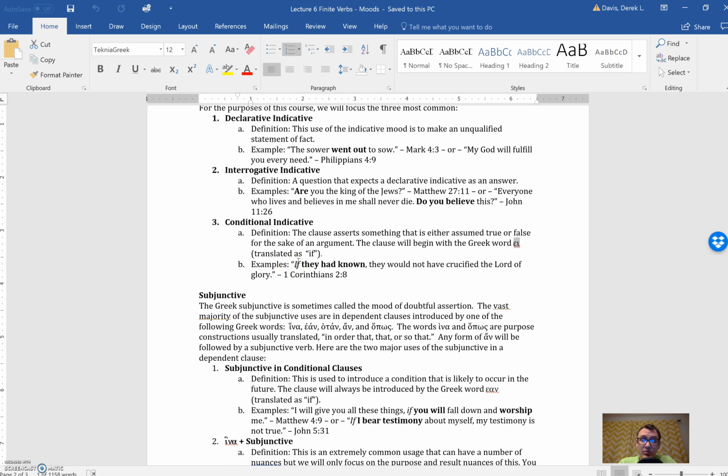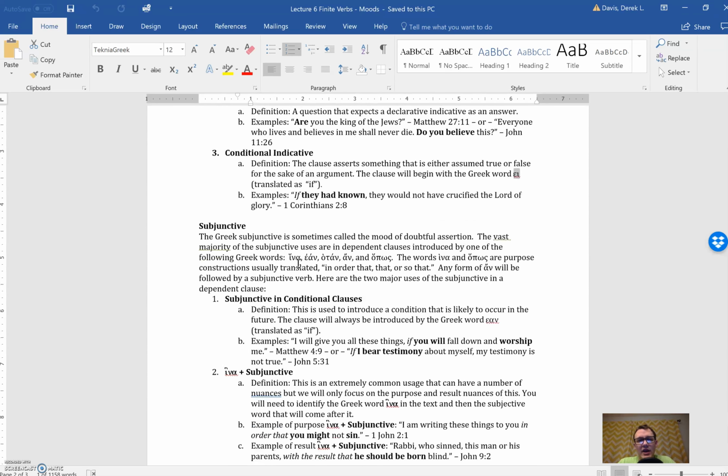You'll see an indicative verb, and I'll teach you how to look for that particle, and if it's there, then you know it's a conditional indicative. That's nice. All right, subjunctive.